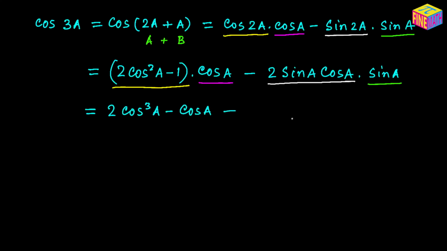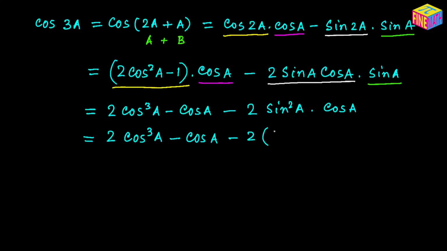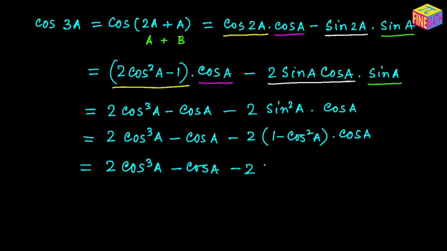And then we have another minus sign here, and this is actually 2 times sine square of a times cosine of a. And then in place of sine square of a, can we write it like this? Well, let's keep the first portion as is. So we have 2 times cosine cubed of a minus cosine of a minus 2 times, for sine square of a we can say this is 1 minus cosine square of a times cosine of a, and this can be written as 2 times cosine cubed of a minus cosine of a minus 2 times cosine of a, and then plus 2 times cosine cubed of a.